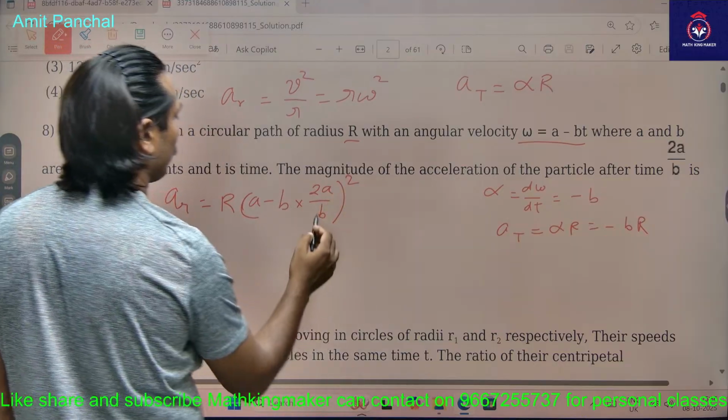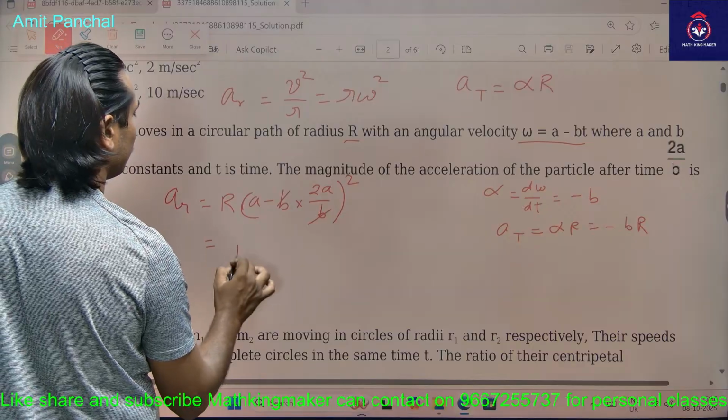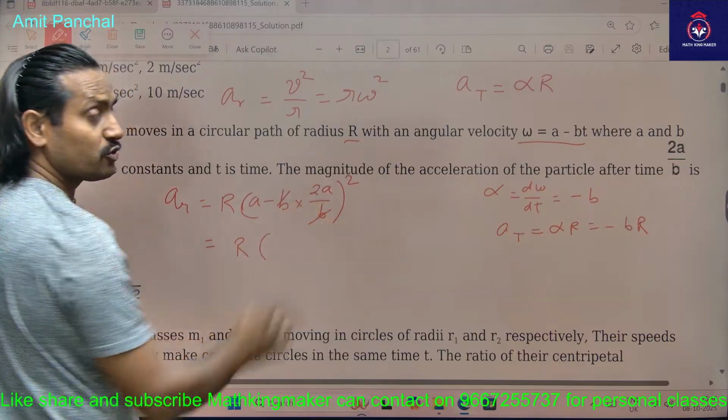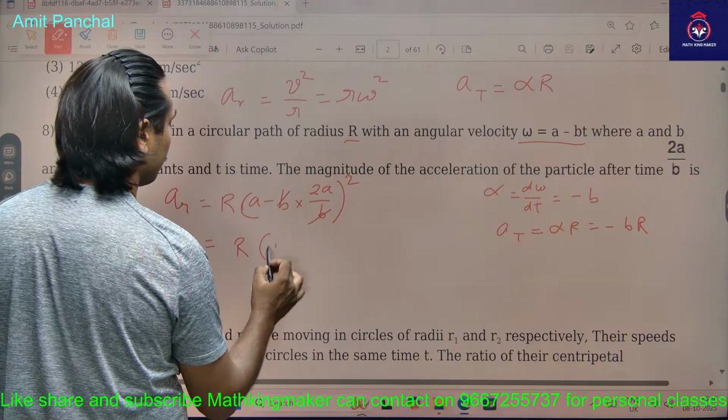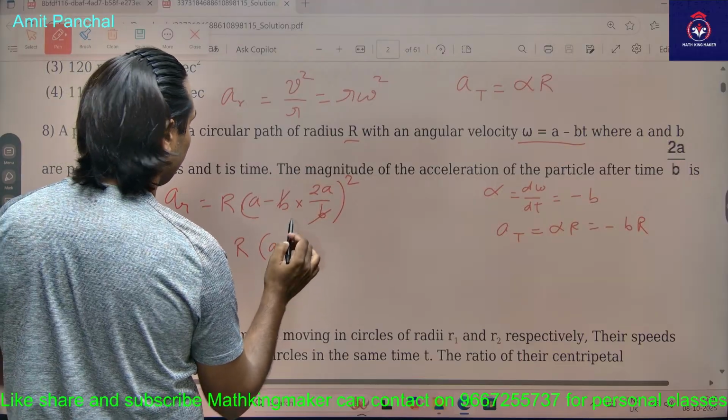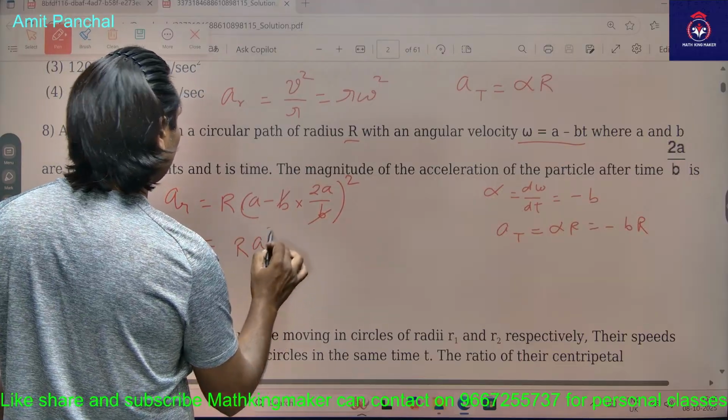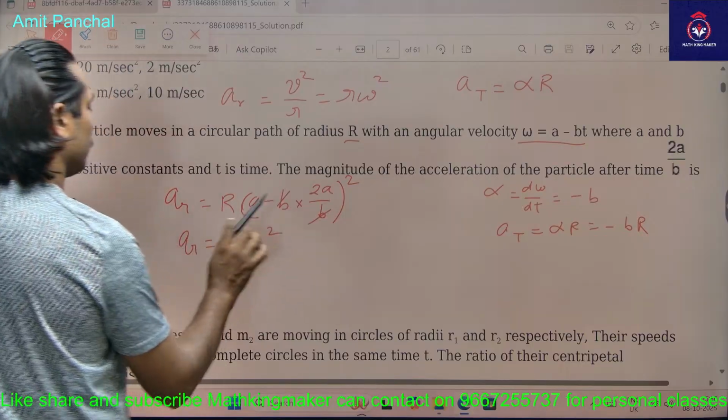That is whole square. B square cancelled. So that will be R. A minus 2A is minus A square, is A square, isn't it? So that AR is R A square.